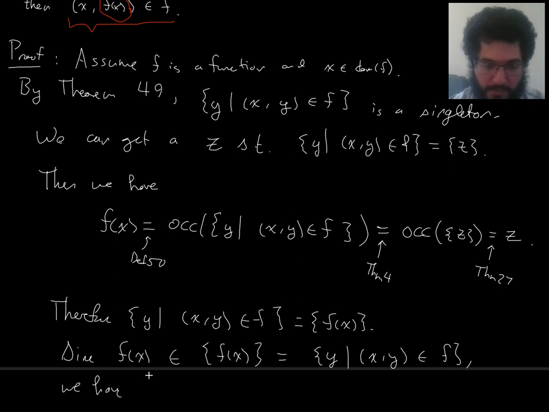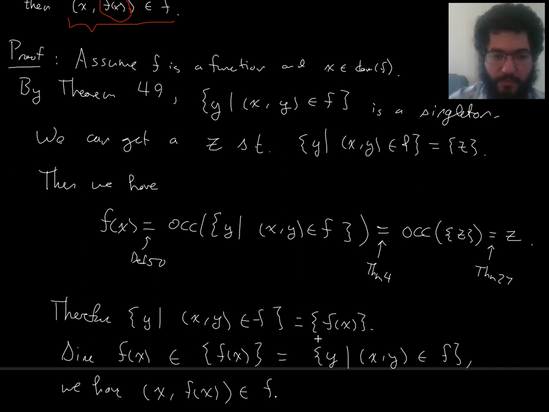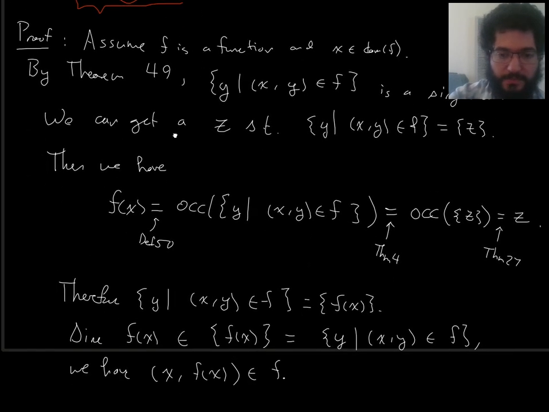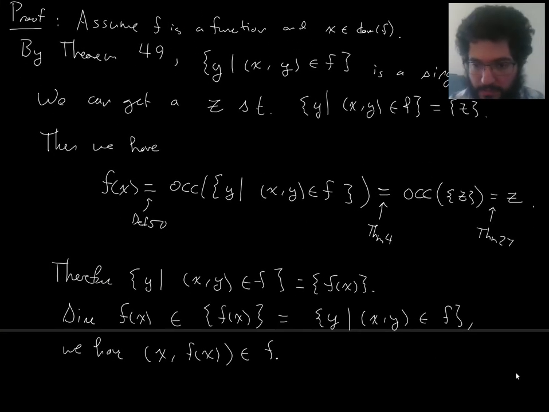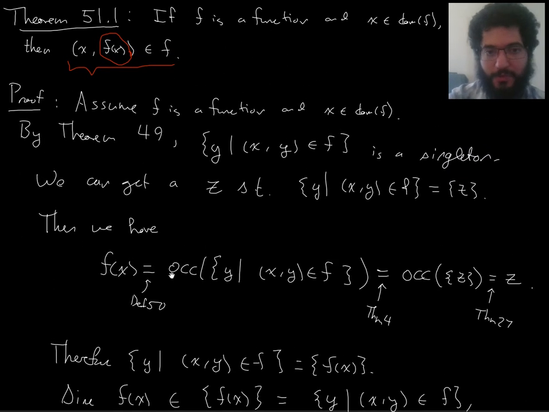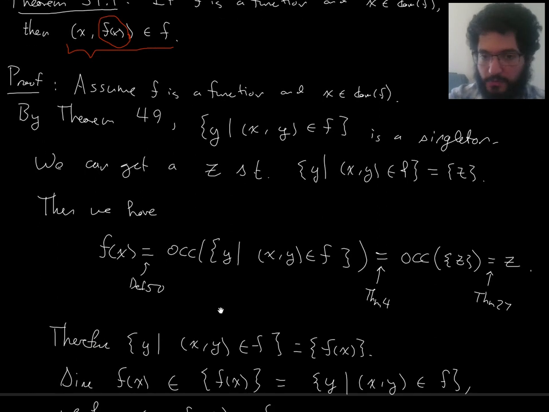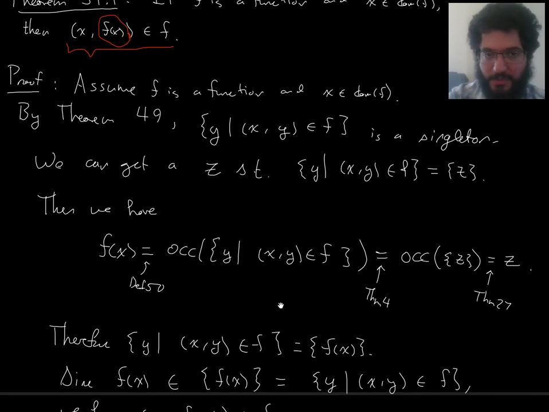We have, sort of by axiom 5, breaking down what it means for something to be in here, that this holds with the y replaced by f of x. So we have x comma f of x in F. And that was the goal, right? That's what we needed for this theorem. So I'm going to end that proof there. That was only part 1 of theorem 51.1. But a lot of good work was done in this proof, so we might be able to merge different parts in the same theorem.